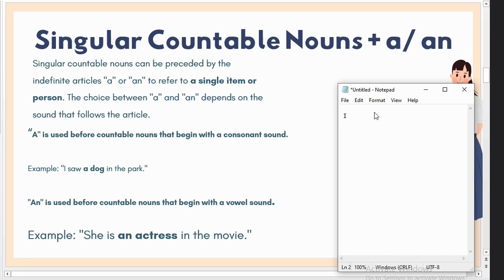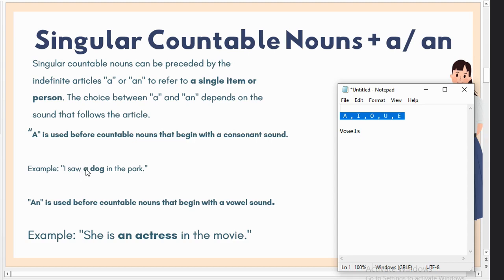Okay, do you know A, I, O, U, E? These are vowels. Of all the letters A to Z, only A, I, O, U, E are vowels, and the others have a consonant sound.